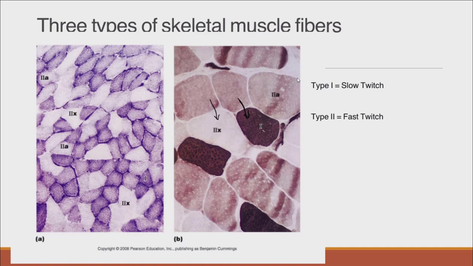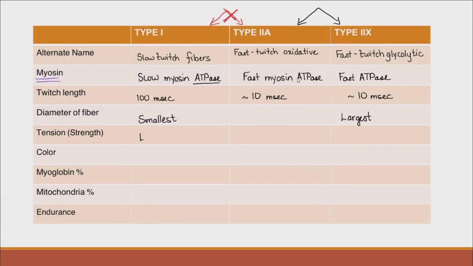So when we talk about ability to generate tension, your type 2X fibers are the ones that generate the most tension. They're the ones that we think of when we talk about weightlifting, lifting your maximum weight, or even sprinting. I'll come back to that idea at the end, what these fiber types are best suited for.